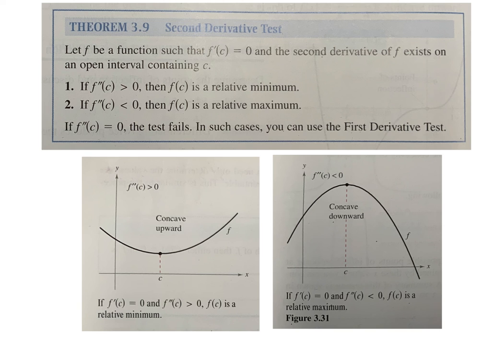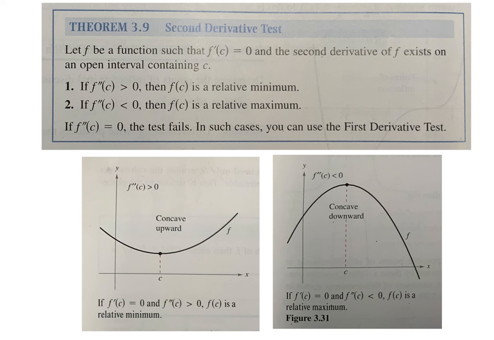If, when you plug a critical number into your second derivative, you get a positive, you have a relative min. If you plug your critical number into your second derivative and get a positive, you get a max. I mean, a negative, you get a max. So it's opposite of what you would think.